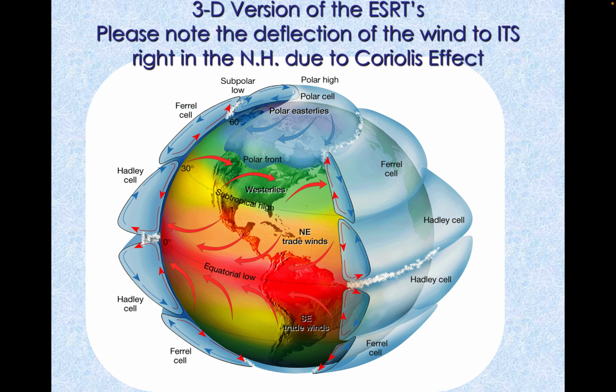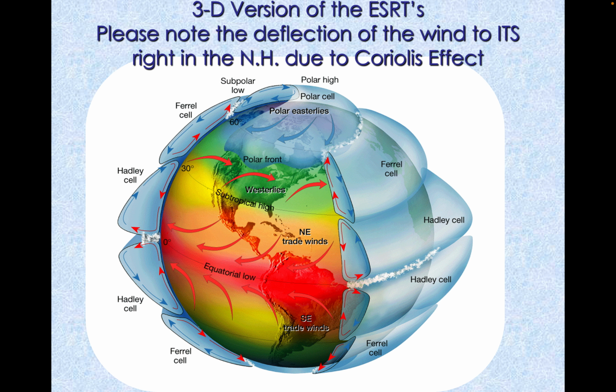Now, we don't need to know the names of the cells. There's the Hadley cell, the Ferrel cell, the polar cell, okay? But what we do need to know is where the winds are coming from, because that's how winds are named. Winds are named for where they come from. So, when we're looking at the winds on the Earth's surface, we're looking at the bottoms of those convection cells.